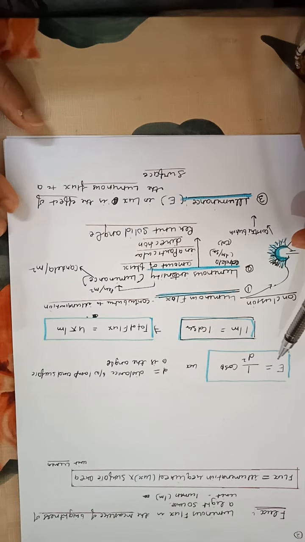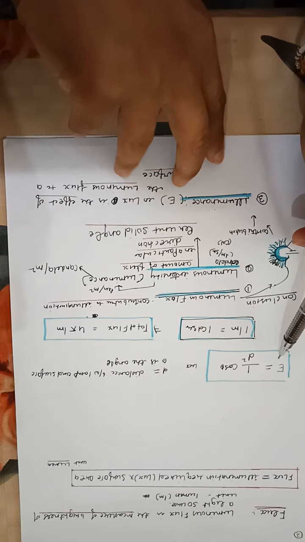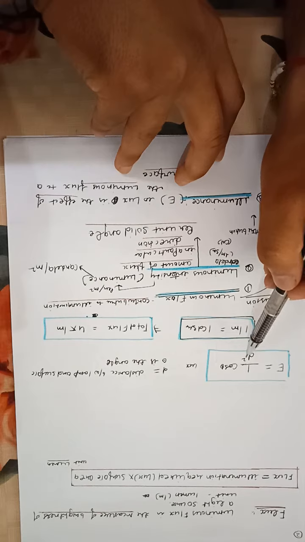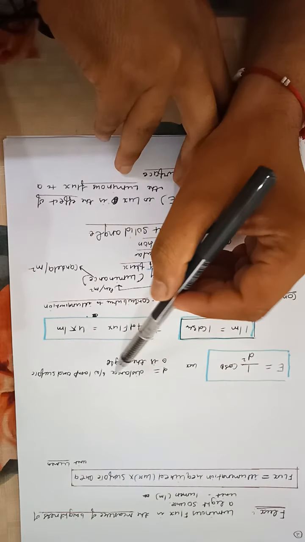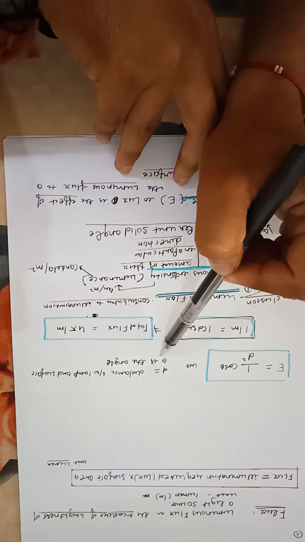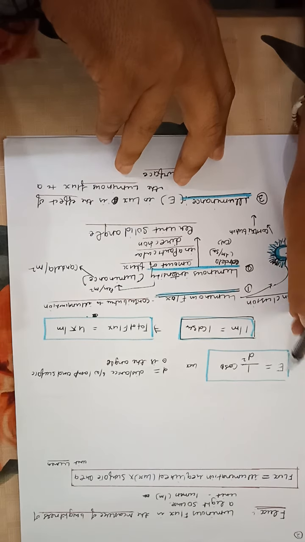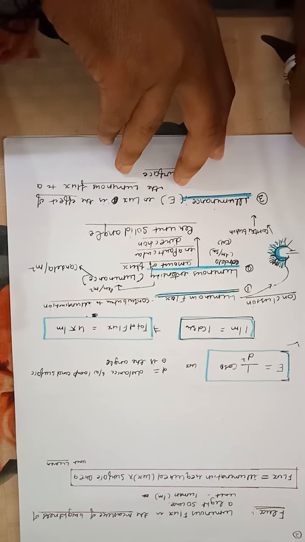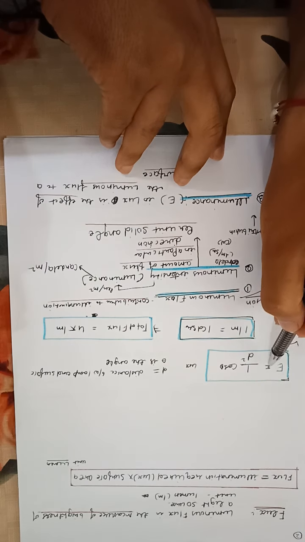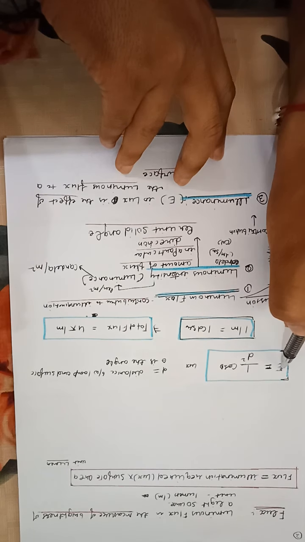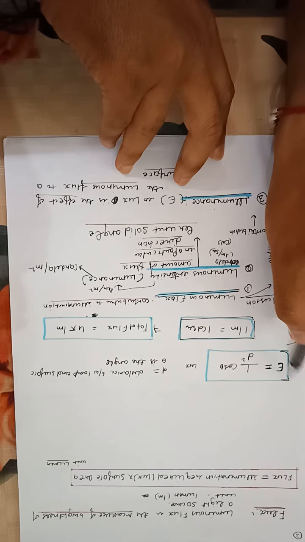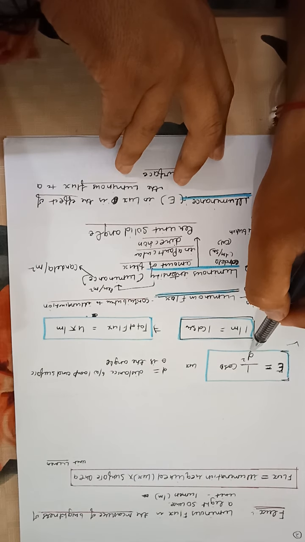Then illumination, this is also the inverse square law formula: E is equal to I by d square cos theta. So d is equal to the distance between lamp and surface, and theta is the angle. Okay, we will do the numerical based on this formula also. Whenever candela is given, distance is given, and angle is given, this formula will be used: E is equal to I by d square cos theta.